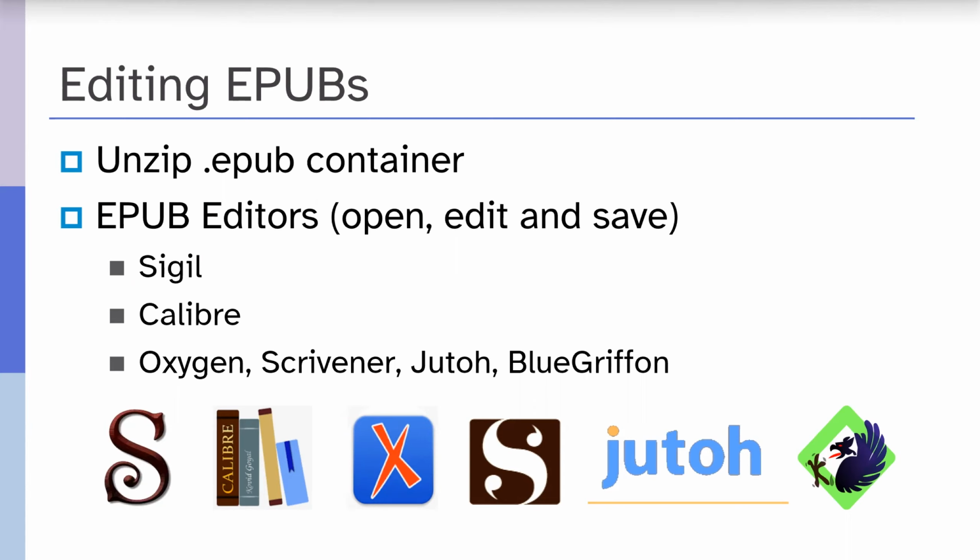There are some free editors out there that open, edit, and save the EPUB format for you. Sigil can be used, or Libre can also be used, although it is not a fully EPUB editor like Sigil. Some paid editors are Oxygen, Scrivener, Utor, and Blue Griffon. Let's take a closer look at the Sigil editor.